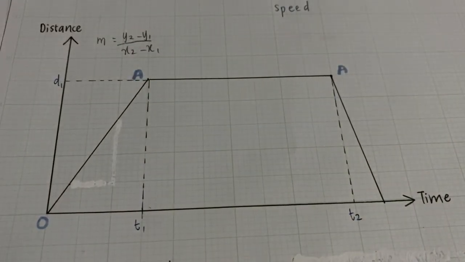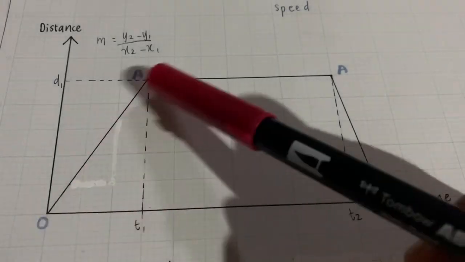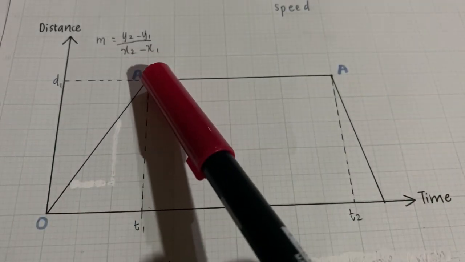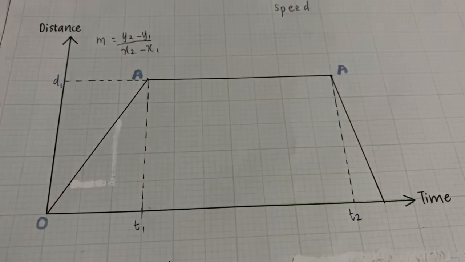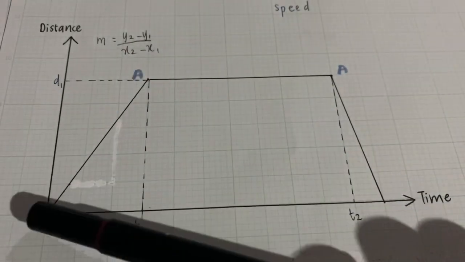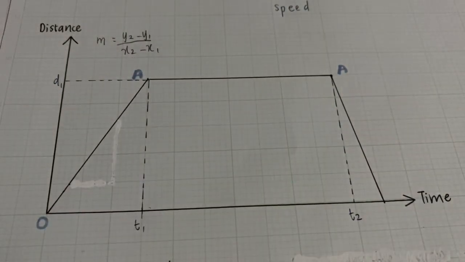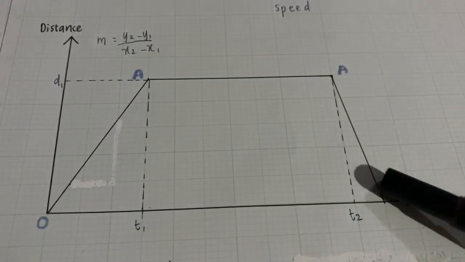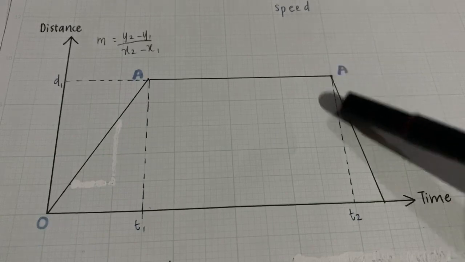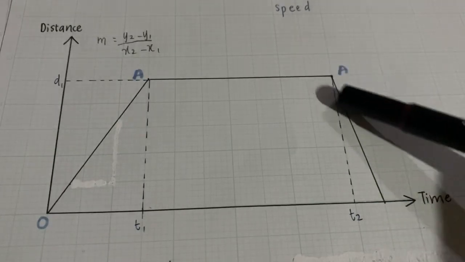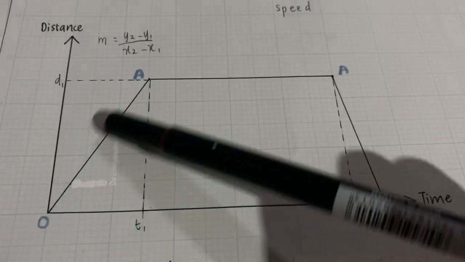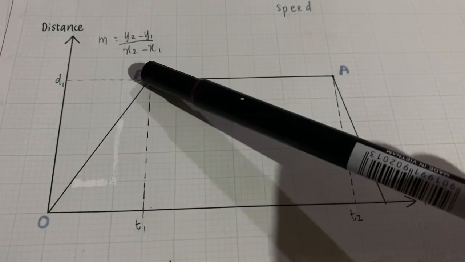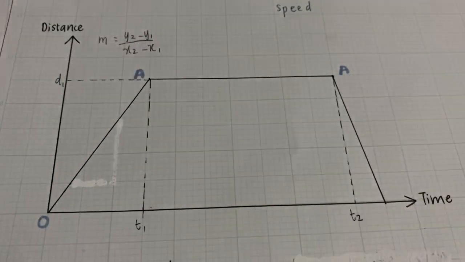So if you want to find your speed from O to A, you can use the two coordinates here: the coordinates of A and the coordinates of O. The steeper your gradient, the higher your speed. So this is going faster. Because this is less steep, the speed is lower, so you are going slower.